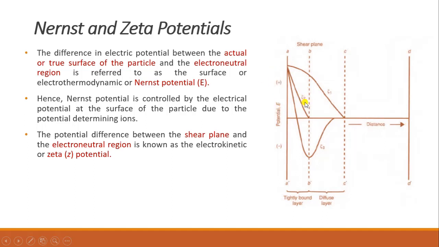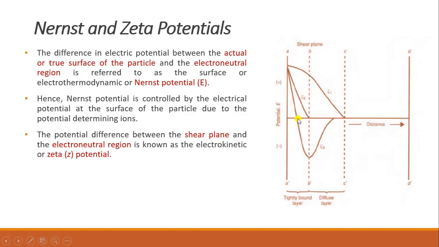Zeta 2 indicates the second possibility. That means here, if we consider cations are adsorbed on the solid surface and the same amount of anions are adsorbed between A dash to BB dash, then neutrality will occur at BB dash only. In the third possibility, cations are adsorbed on the solid surface and excess of anions are adsorbed in the second layer, that is in A dash to BB dash.